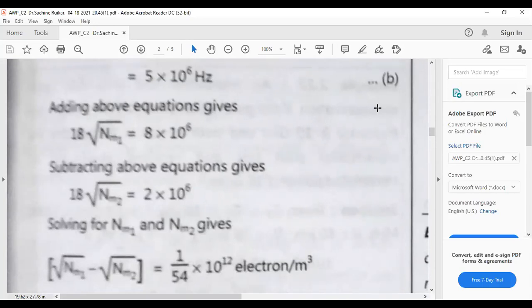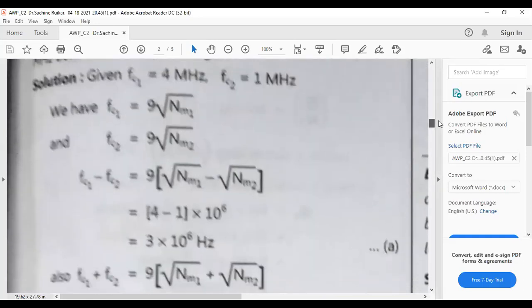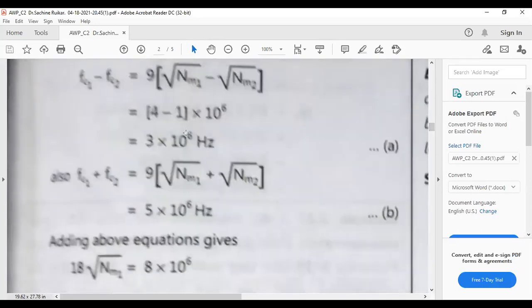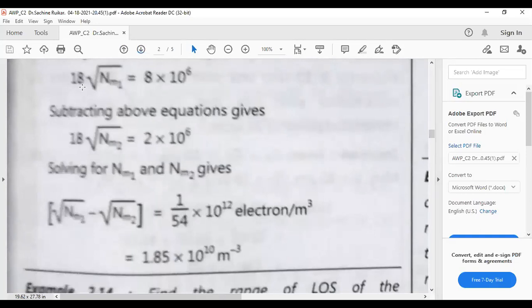Whereas for the subtraction method, in the case of B, see here what is going on. If you add equation number A and equation number B, you will find that 18 root of N m, that is 8 into 10 to the power 6, is the critical frequency. By subtracting, you are getting 2 into 10 to the power 6. By comparing these two, you will be able to find that these will cut out, and you will finally get the electron density as 1.85 into 10 to the power 10.